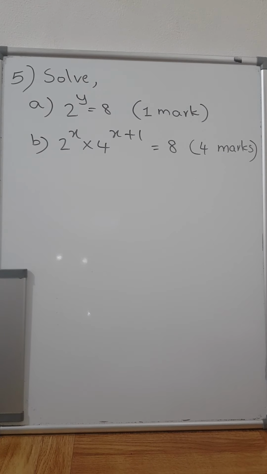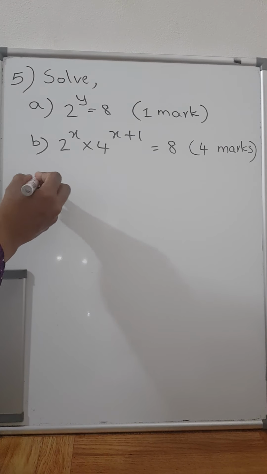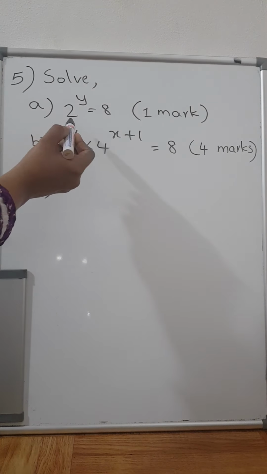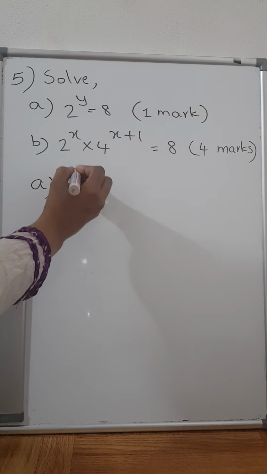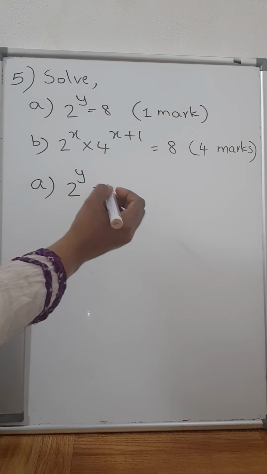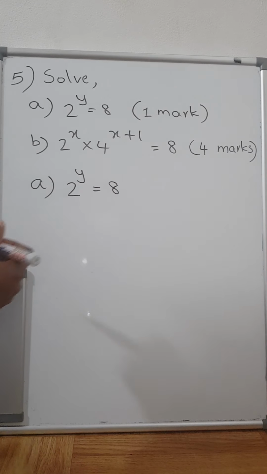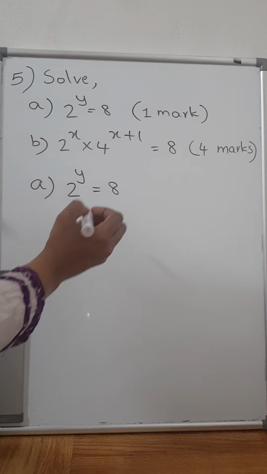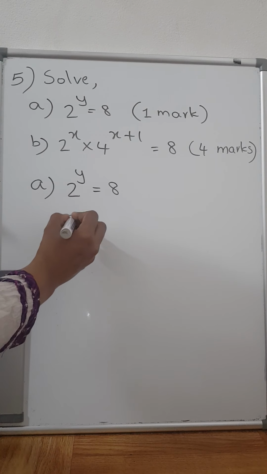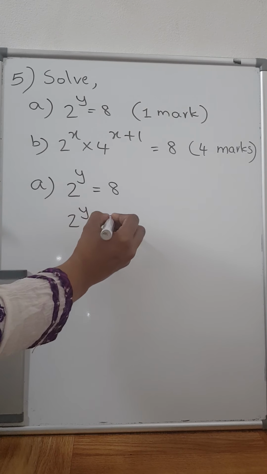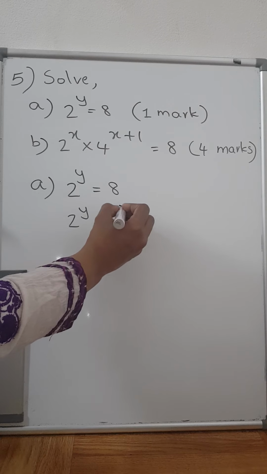The fifth question, solve 2 to the power y is equal to 8. The question carries just 1 mark and it is very easy. Since the left hand side of the equation is with base 2, we can make the right hand side also with base 2. We know that 8 is 2 cube. So we can write 2 to the power y is equal to 2 cube.